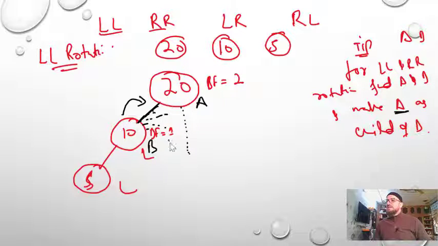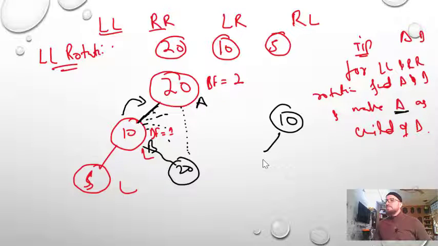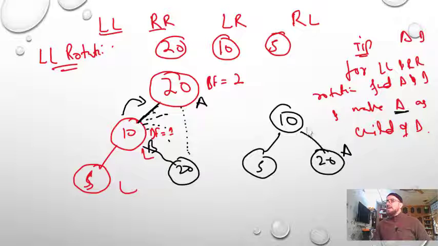It goes here, and it becomes the child of this 10. So it will become like this: 10 is here, now 5 is here, and 20 is here. Now this was the A and this was B. Now A becomes the child of B, and voila, it is balanced now. And as you can see, is it a binary search tree? I do not have to break the rule. Yes, it is, because 20 is greater than 10, it has to be on the right.